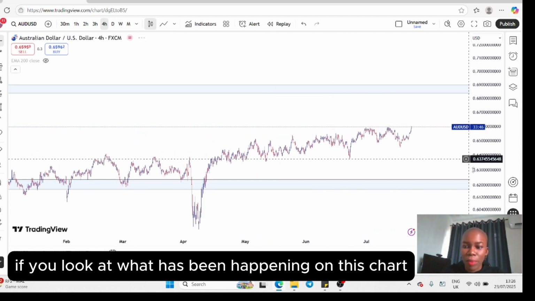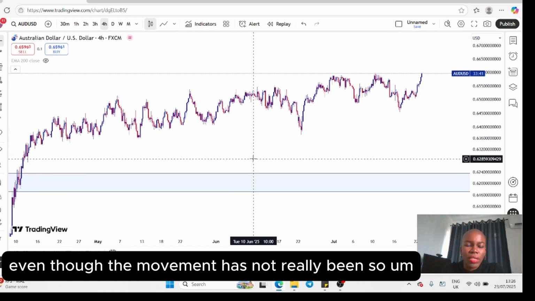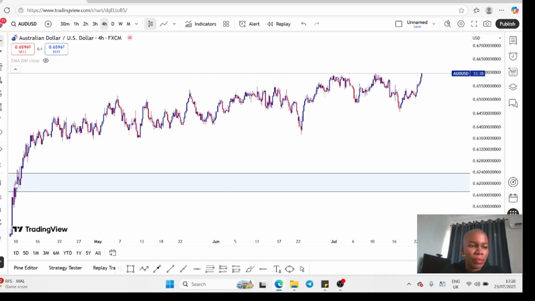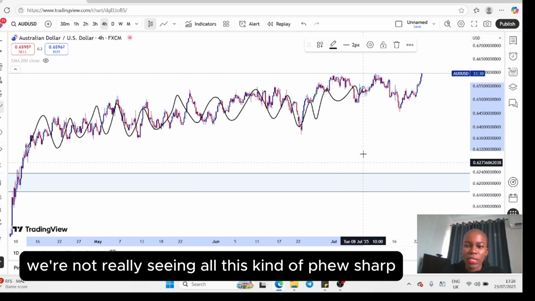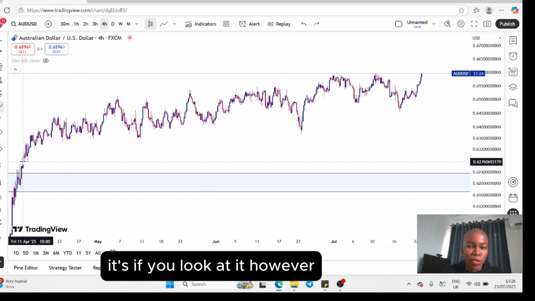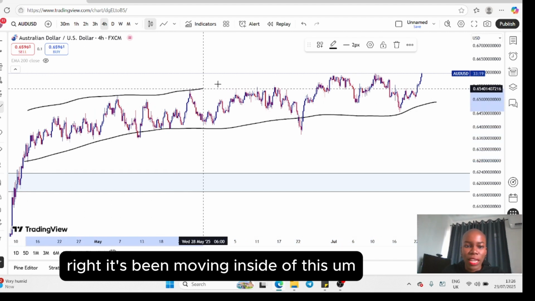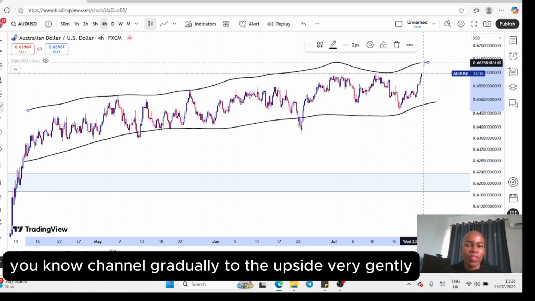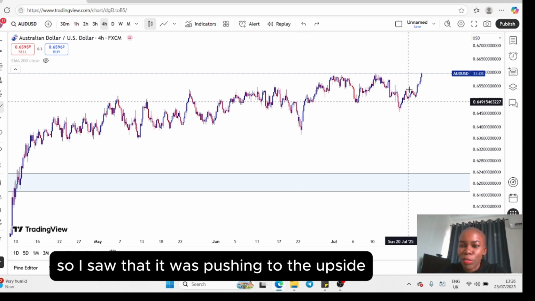If you look at what has been happening on this chart, you'd see that price has just been, even though the movement has not really been so impulsive, because it looks like it's been chopping around to the upside. We're not really seeing all these kinds of sharp moves. If you look at it, however, you'd see that it's actually been moving in an uptrend, right? It's been moving inside of this channel gradually to the upside, very gently. You may not even notice that it's moving, but it's actually moving. So I saw that it was pushing to the upside.